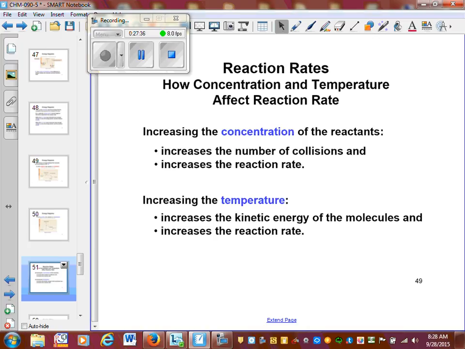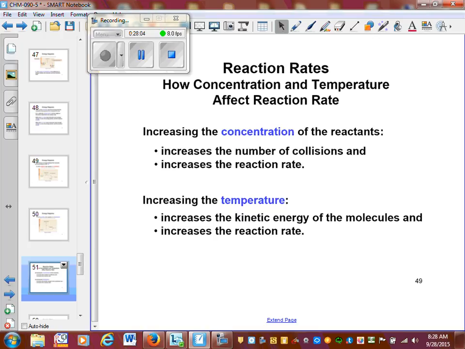Increasing the temperature matters because it's not only good enough to hit each other, you have to hit each other with enough force. If we walk down the hall, I come around the corner, you come around the corner, we're just kind of moseying along, we bump into each other, it's, oh, excuse me, and we go on our way, nothing happens. If we both are running as fast as we can and we hit at that blind corner, something's going to happen.